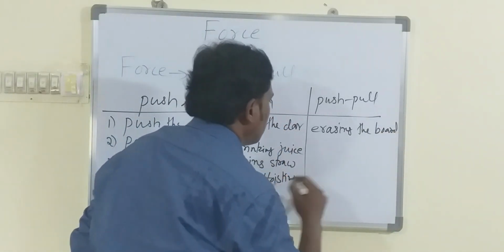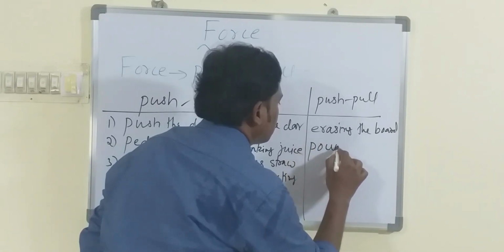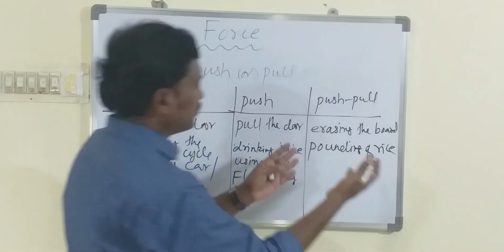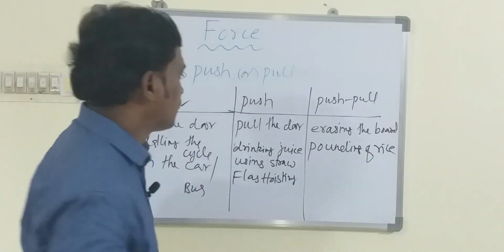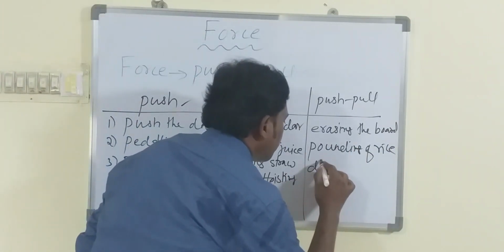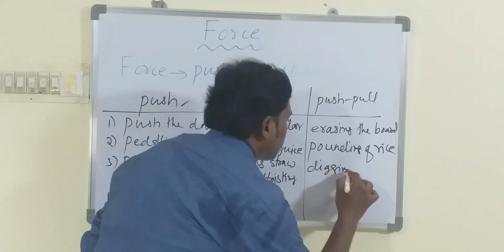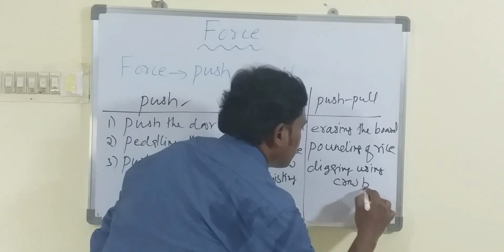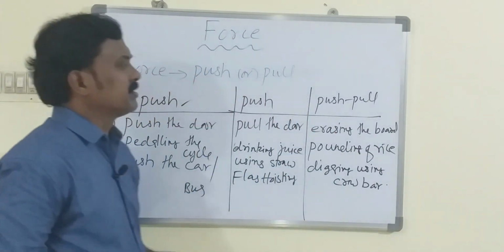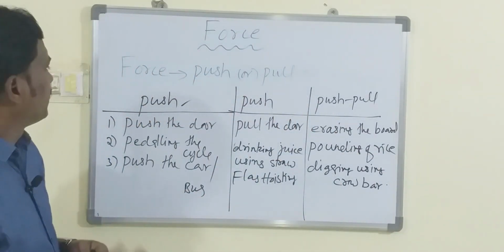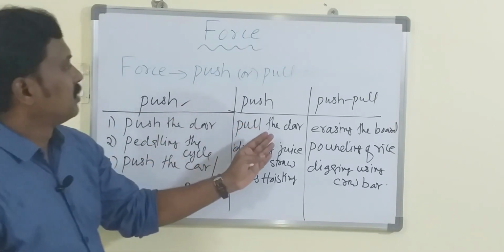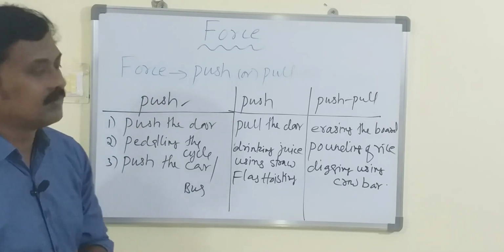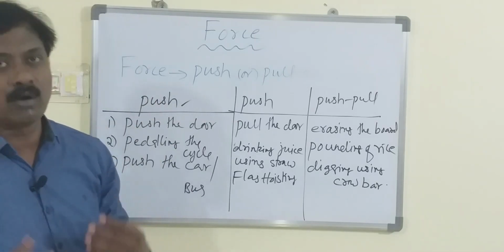Next, pounding of rice. I hope you can understand all these examples. Okay, and digging. Digging using a crowbar. Okay, so these are some of the examples where you can categorize under push, pull, and push pull. And in simple terms we can define force as push or pull on an object.